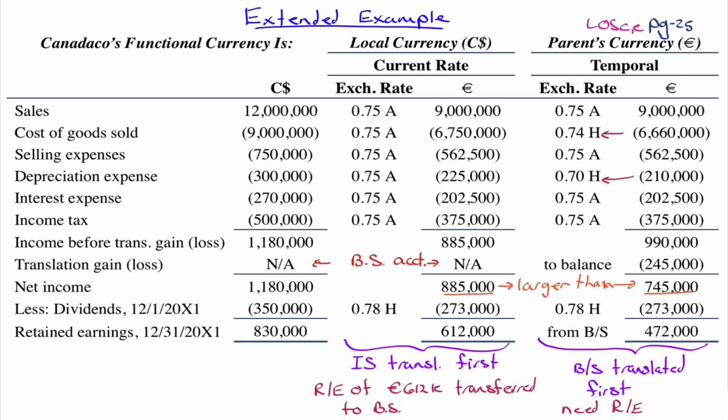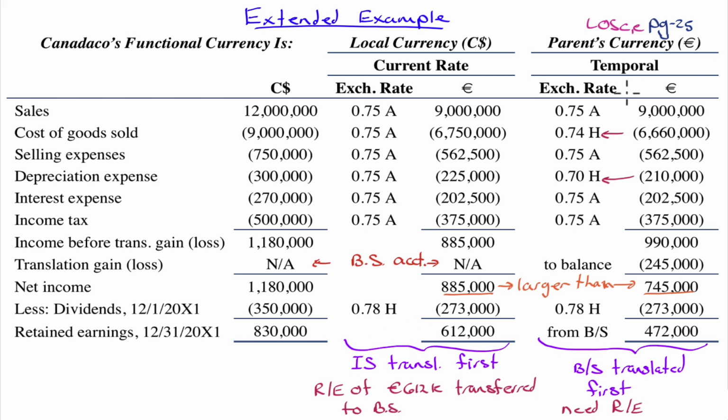That's a bit of a problem for the temporal method. It's not a problem for the current rate method, simply because that is where you start. Notice what I say at the bottom. The income statement is translated first. The retained earnings of 612 is then transferred to the balance sheet. So we need a retained earnings amount to do the balance sheet.